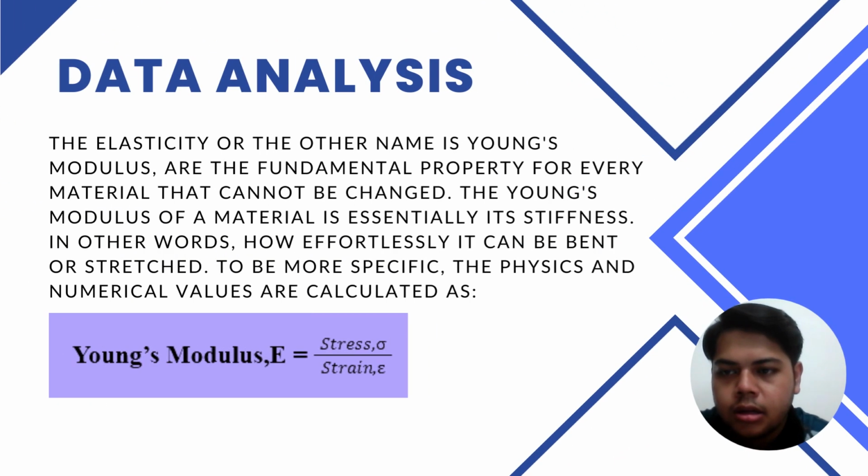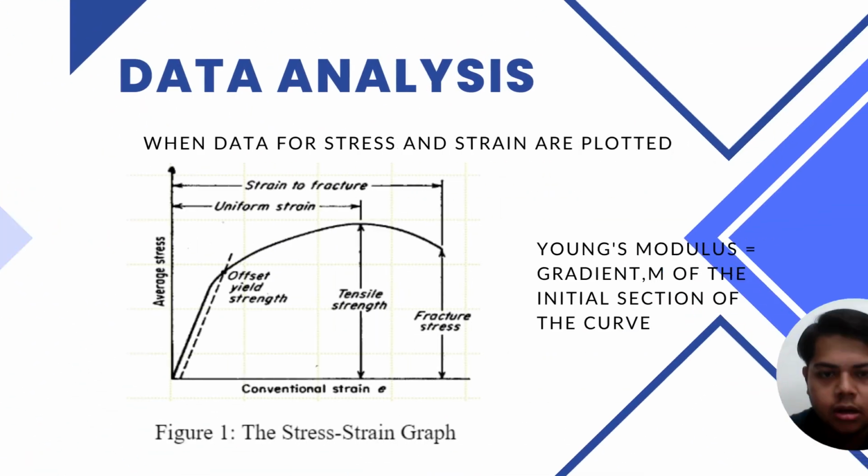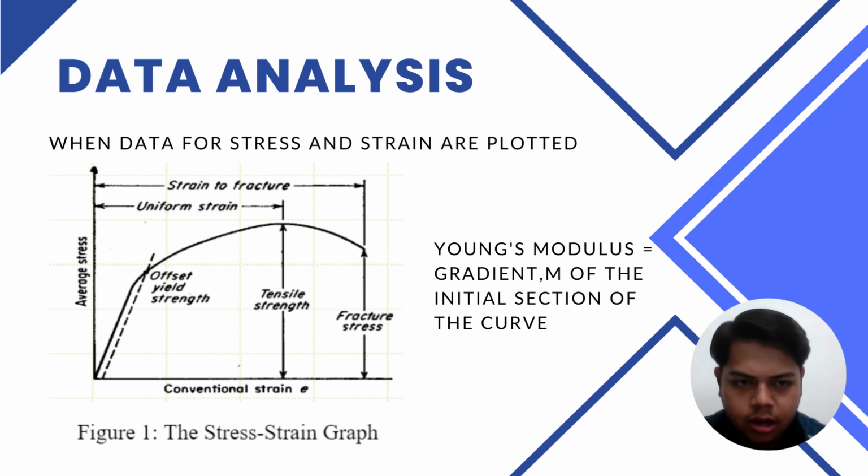So, data analysis. Elasticity, or the other name, Young modulus, is a fundamental property of every material that cannot be changed. The Young modulus of a material is essentially its stiffness. In other words, how effortlessly it can be bent or stretched. To be more specific, the numerical value is calculated as Young modulus equals stress over strain. When data for stress and strain are plotted, we can find the Young modulus by finding the gradient of the initial section of the curve.